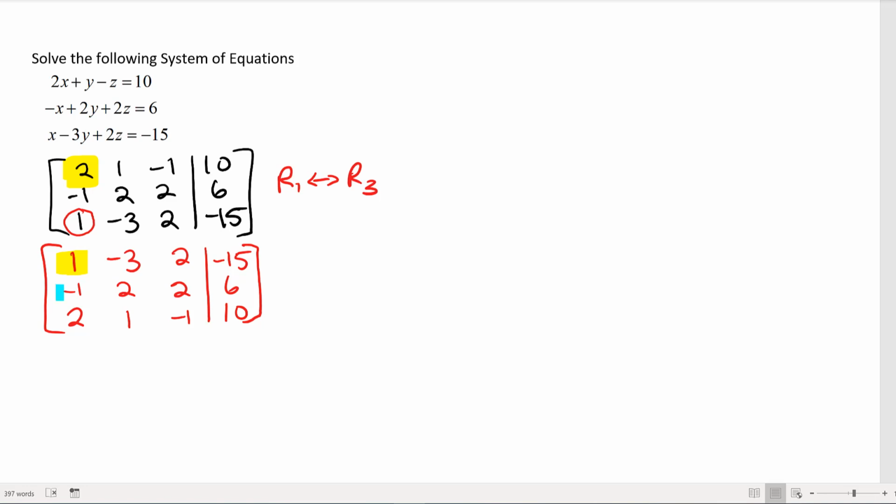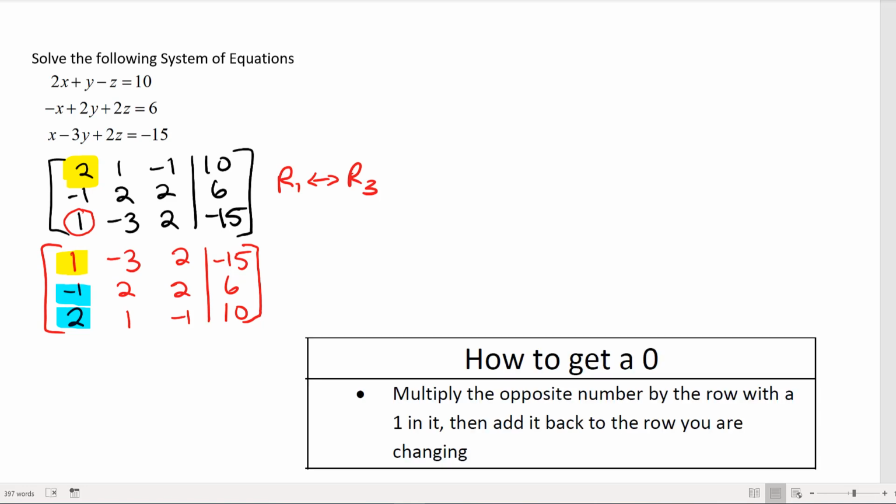Next, I'm looking for zeros below it. So I'm going to get a 0 where the negative 1 is, and then a 0 where the 2 is. So in order to get a 0, I'm going to multiply the opposite of negative 1, which is positive 1, times the row with a 1 in it, in this case row 1, and add it back to the row that I'm manipulating, which is row 2.